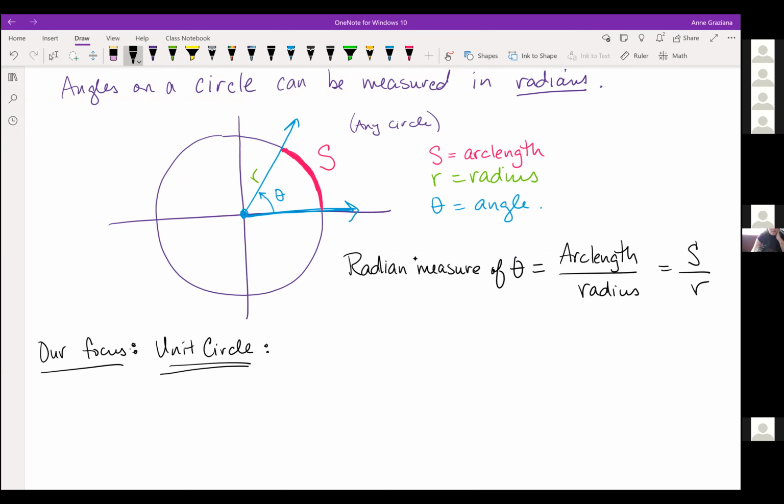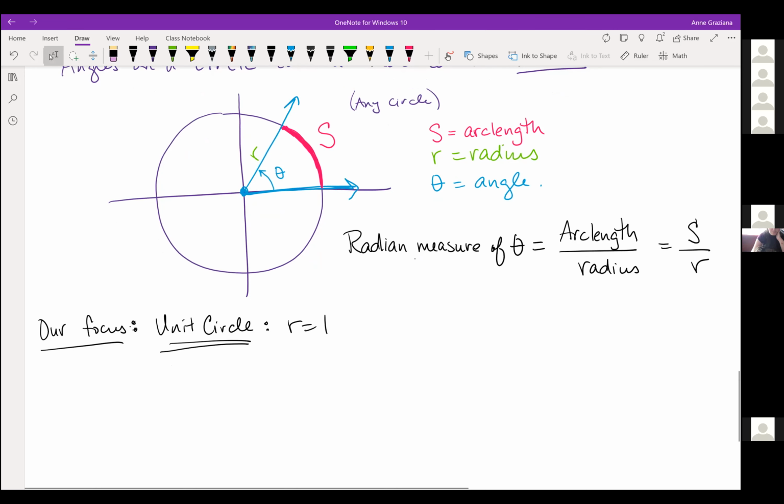Its radius is 1. Beautiful. I am so happy you guys are listening. Makes me feel so good.